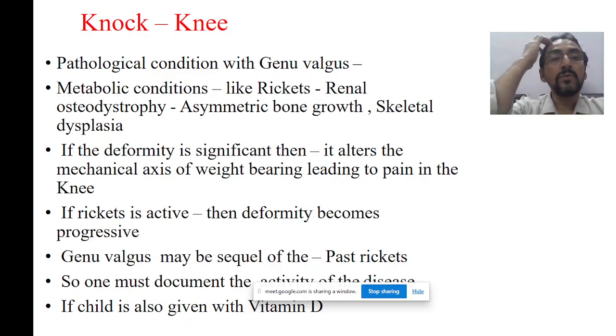If you see, the most common cause is rickets, we know that. Rickets is a disease of the growing end of the bone. It is a disease of early infancy.